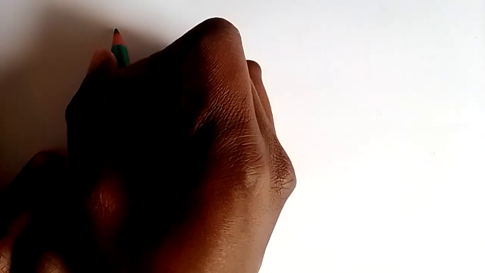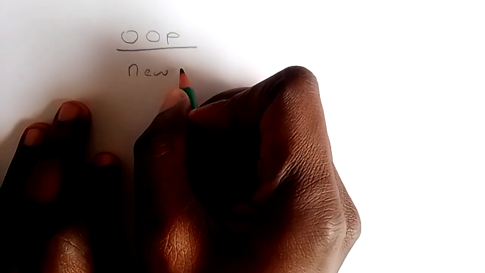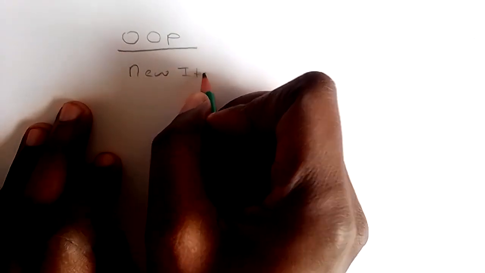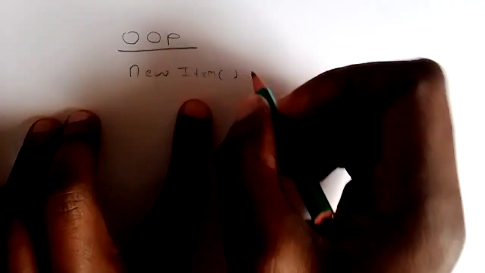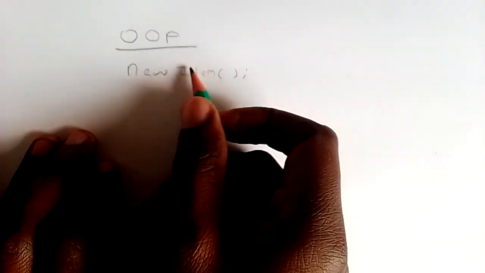Let's come back to the design patterns. In software development, more especially object-oriented programming, when you start working on your application, you start to instantiate objects. When you are creating a new object, let's say I'm saying new item, in object-oriented programming this part is called instantiation.